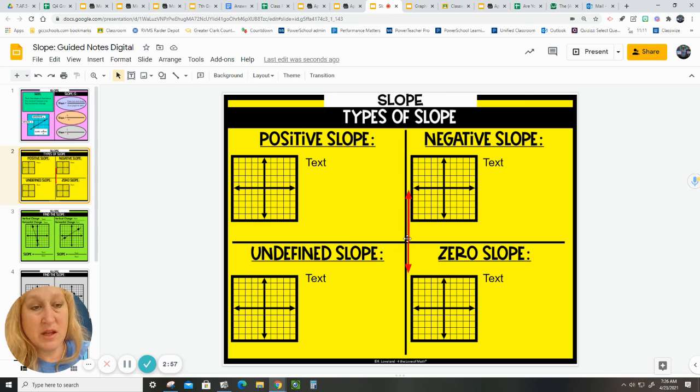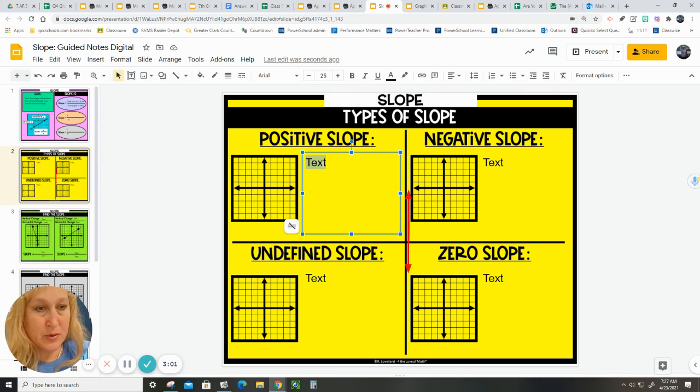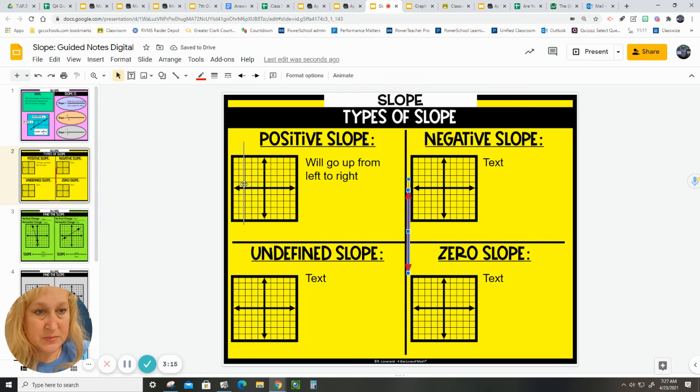You have some little lines here that you get to drag, and we're going to do positive slope. The positive slope will go up from left to right. Drag one of these, and then make sure that you angle it so that it goes up from left to right, so it looks like that skier or skateboarder is going up.